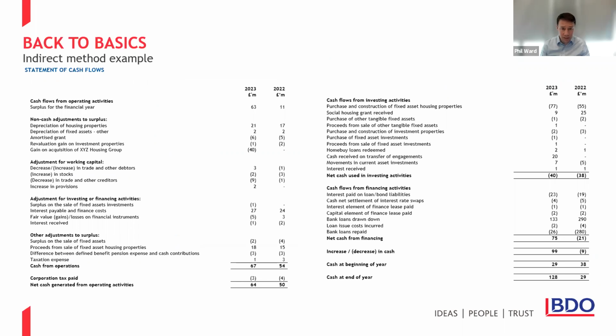Apologies, it's a real test for the eyesight. Hopefully you can just about make out the numbers and the line items. On the left-hand side, you can see an example of the indirect method of presenting operating activities. You can see it starts from surplus for the year, then adjusts for the non-cash items such as depreciation, grant amortization, and it adds back items where the cash flow sits in either investing or financing activities.